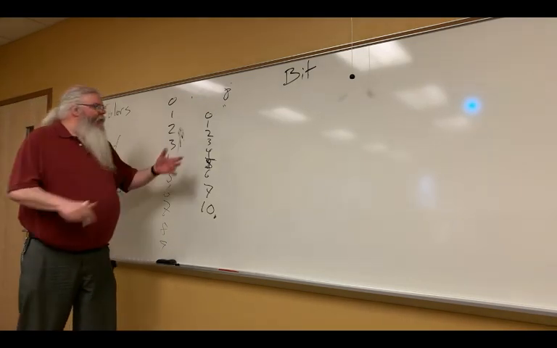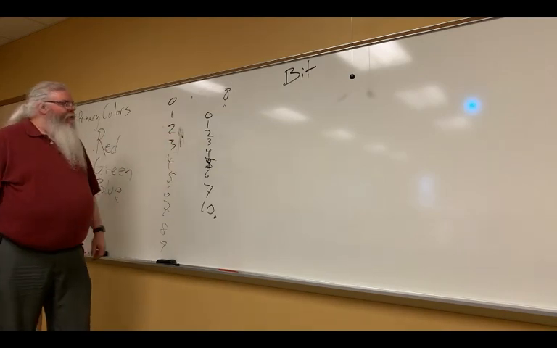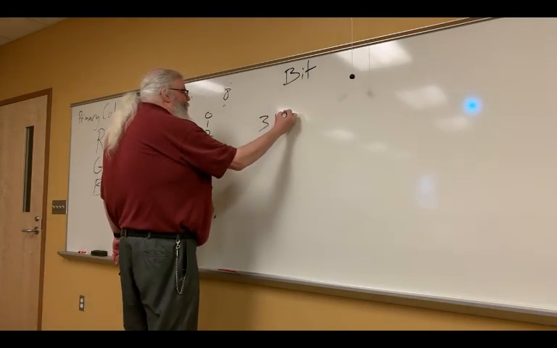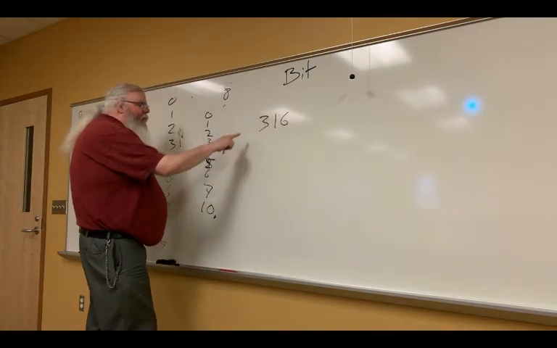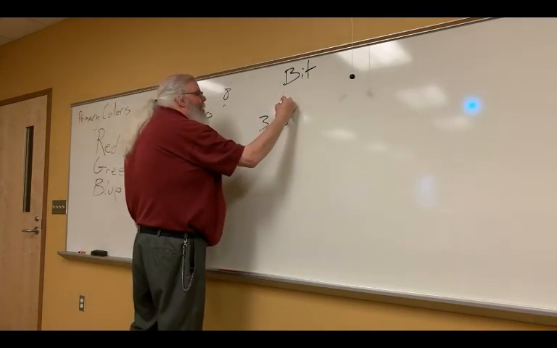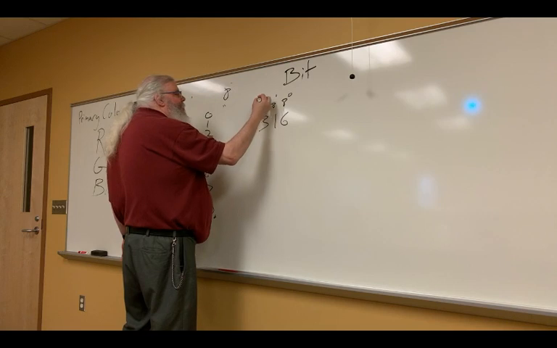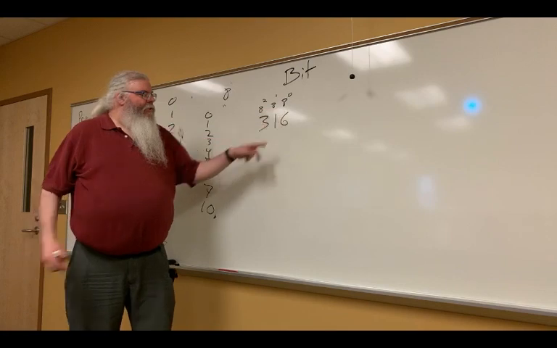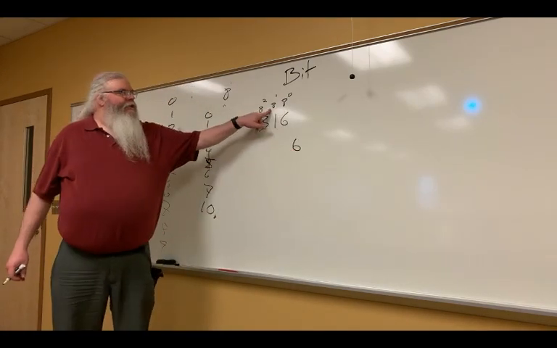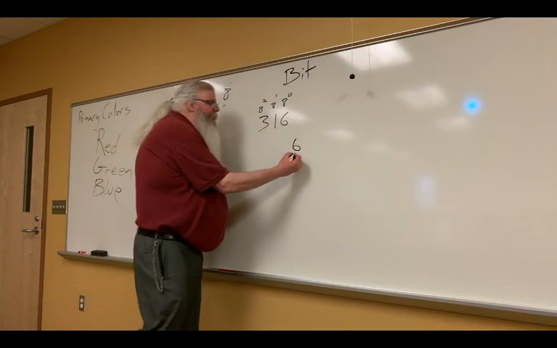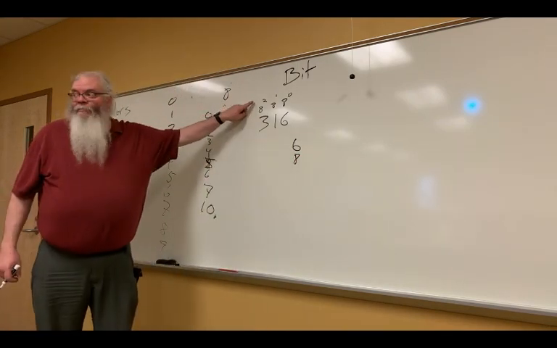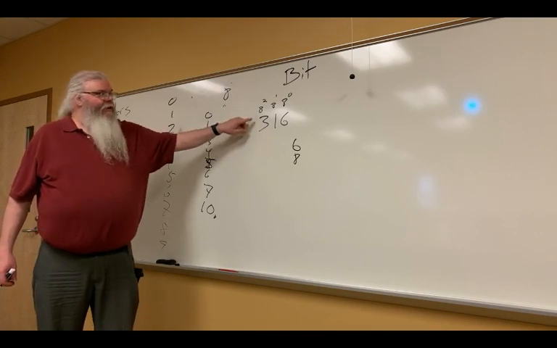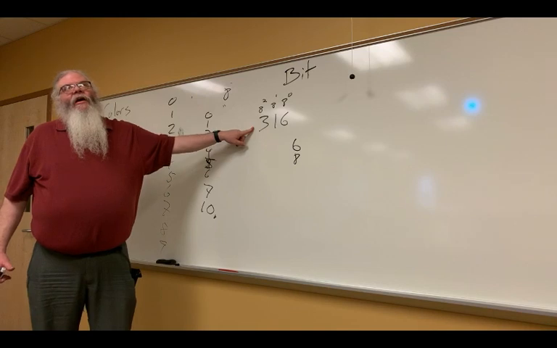So let's take a number in base 8 and figure out what that translates to base 10. I'm just going to randomly pick something here. 316. Okay? So we go 8 to the 0 power, 8 to the first power, 8 to the second power. Anything to the 0 power is 1. 1 times 6 is 6. Anything to the first power is itself. 8 times 1 is 8. Anything to the second power is the base times itself. 8 times 8 is 64.